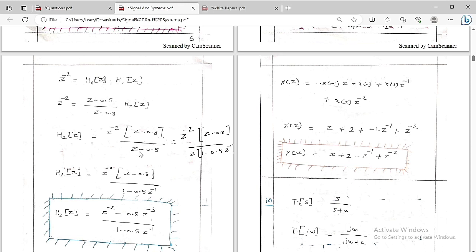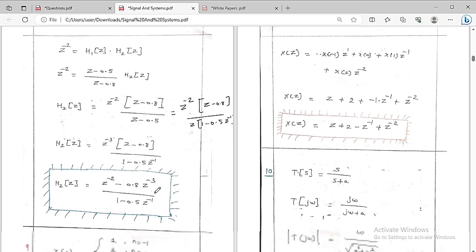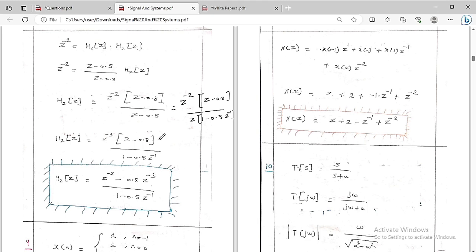If z goes to the upper part, it will become z^(-3). So, same thing, z^(-3)(z - 0.8)/(1 - 0.5 z^(-1)). Take z^(-3) inside, and what you are going to get? z^1 times z^(-3) will be z^(-2). Here, minus 0.8 z^(-3) by 1 minus 0.5 z^(-1). So I have multiplied z^(-3) inside for this term. Finally, you have got this expression.